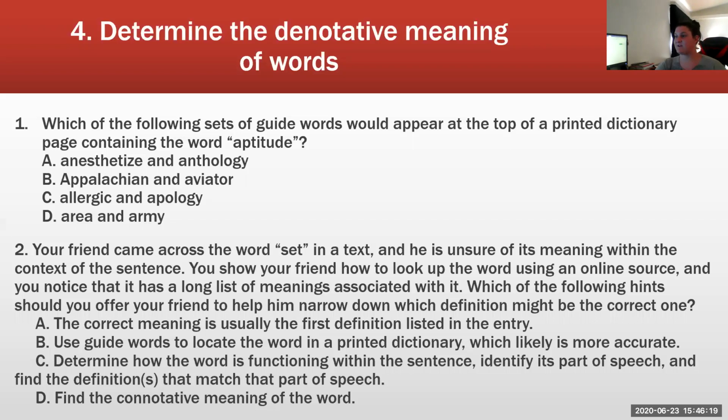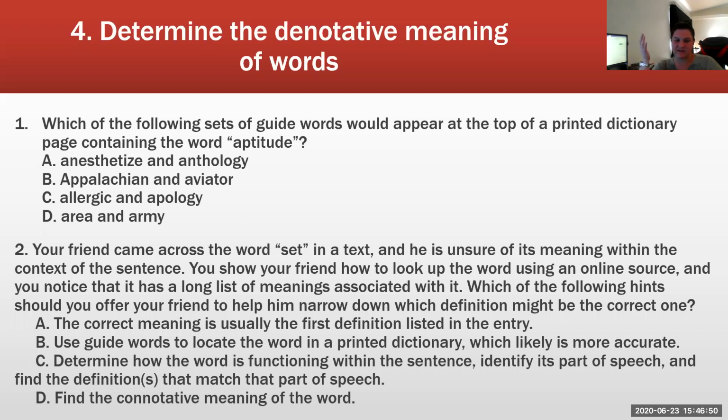Using guide words to locate the word in a printed dictionary, which is likely more accurate. Determine how the word is functioning within the sentence. Identify its part of speech and find the definitions that match that part of speech. Find the connotative meaning of the word. So again, we're looking for how to tell your friend what the word set means in the sentence.